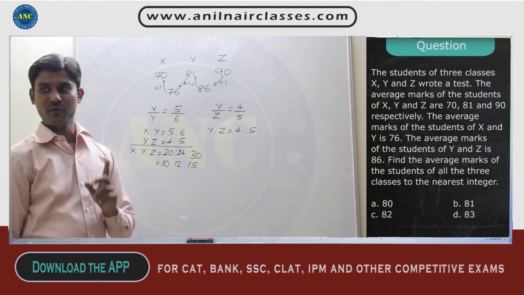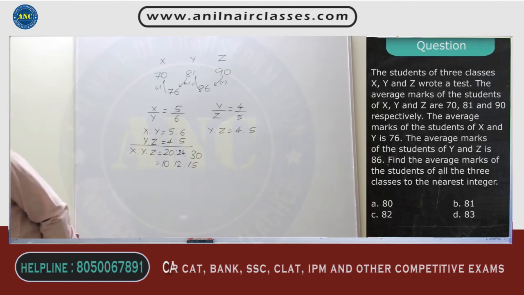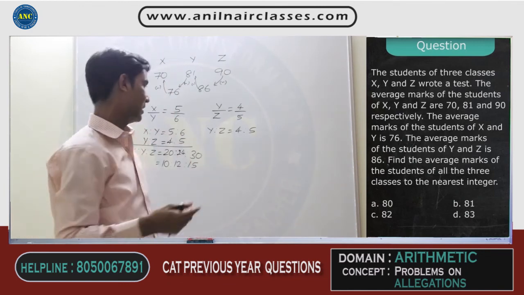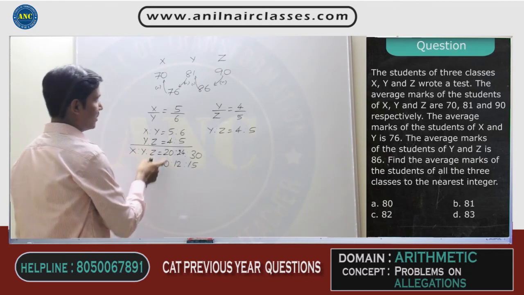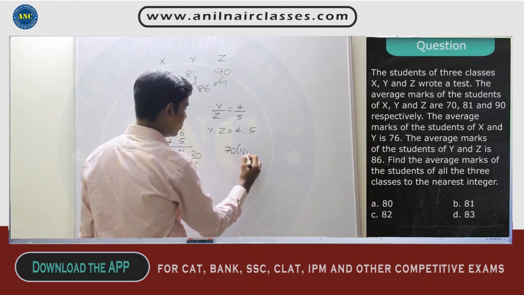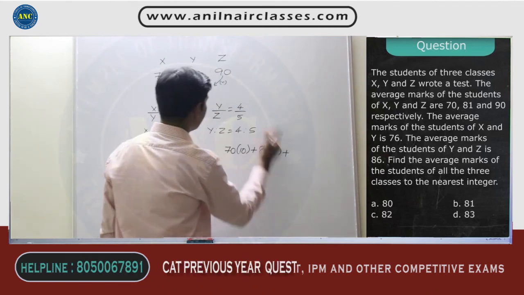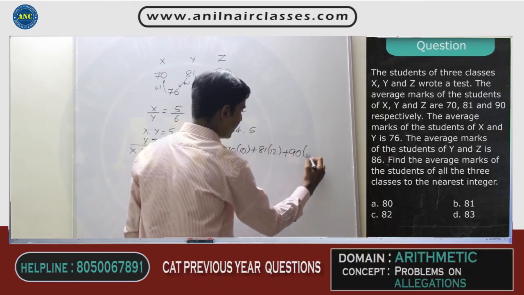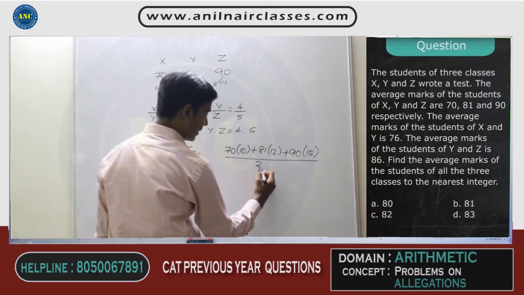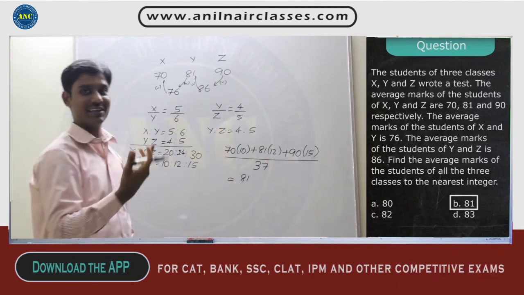But what is the question, sir? Please read the question. Find the average marks of the students of all the three classes to the nearest integer. That means average marks is, there are 70 students, they are getting 10 marks at the average. That means average is 70 into 10 plus 81 into 12 plus 90 into 15, divided by 10 plus 12, 22, 22 plus 15 is 37. If I simplify this, I'll approximately get it as 81. So answer to the nearest integer is 81.